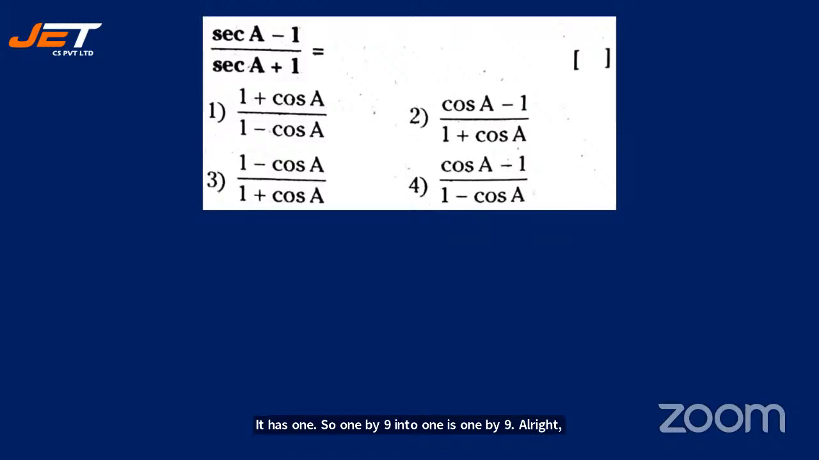Secant theta minus 1 by secant theta plus 1. Yes, you need to give me the answer. Is it option 1, 2, 3 or 4? 45 seconds is given to you. Yes, choose your option. Let me see the chat box. Who's going to give me the answer?